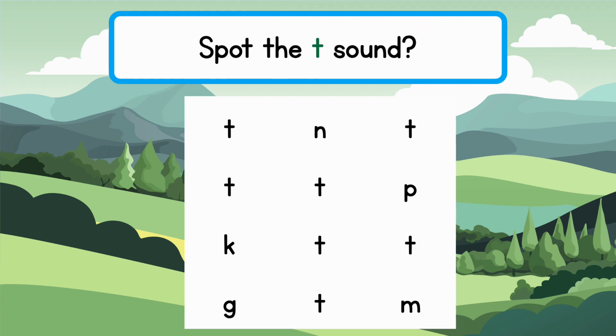Now we have lots of sounds here. We're going to find all the T sound and then highlight it green. Let's go. Well done. Super job. Fantastic. Let's look for the next T. Great work. Well done. We found another T. Fantastic.